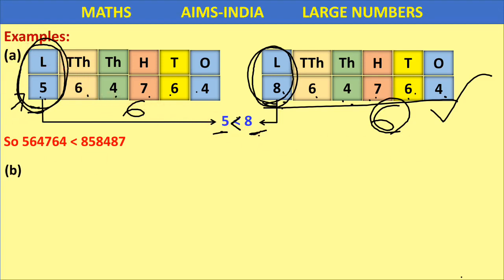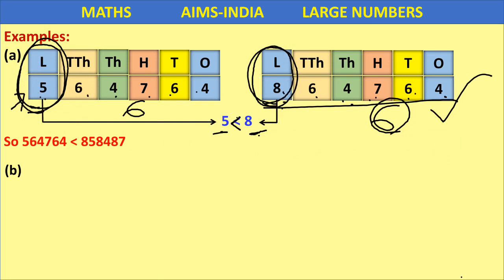Understood? We can tell which of the numbers is the greater number by just comparing this single digit. 5 is less than 8. So this number 5,64,764 is less than 8,64,764. Understood, children? It is easy, right? Though we have such big numbers, we just compared one digit from each number and we got the answer of which is the greater number.